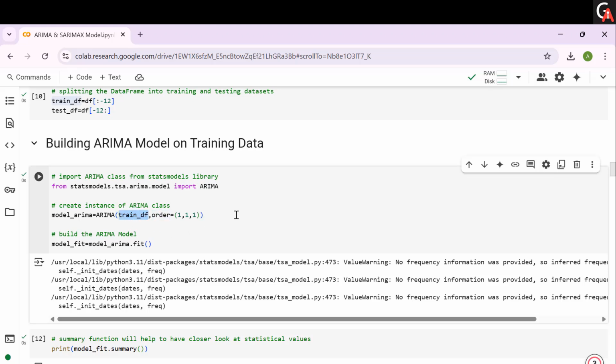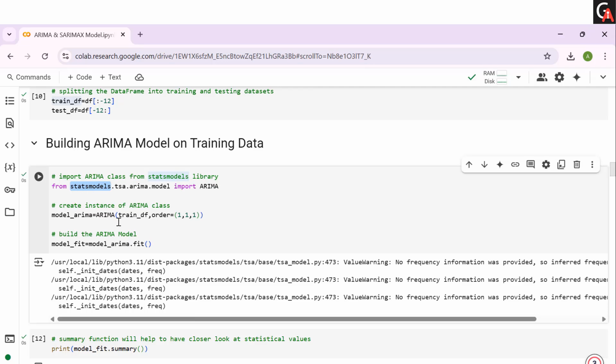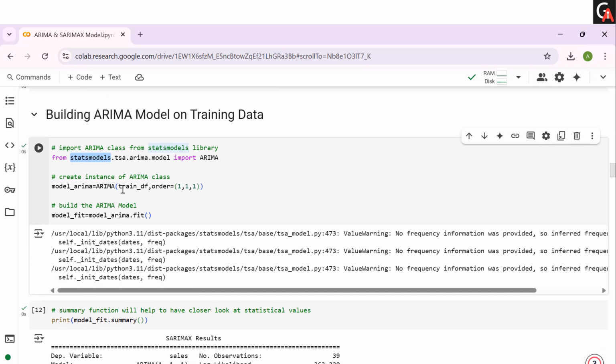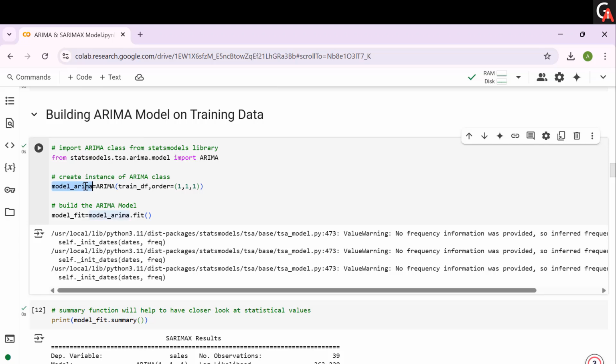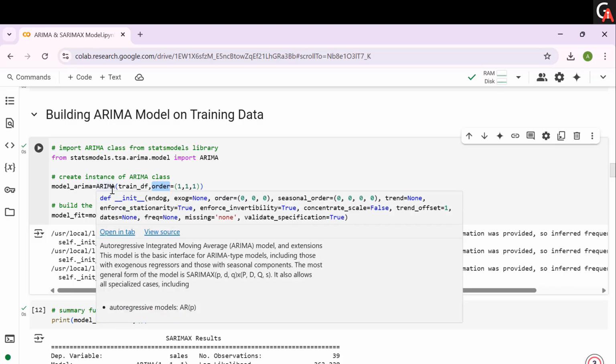Okay. Now for that you have to first import an ARIMA class from the statsmodels library. Then you can create an instance of that ARIMA class and store it into this model ARIMA. Focus over here, in this particular class we have given our training data along with the order. So what is this order? It is the values of the p, d and q, that is the values of the AR part, I part and MA part.